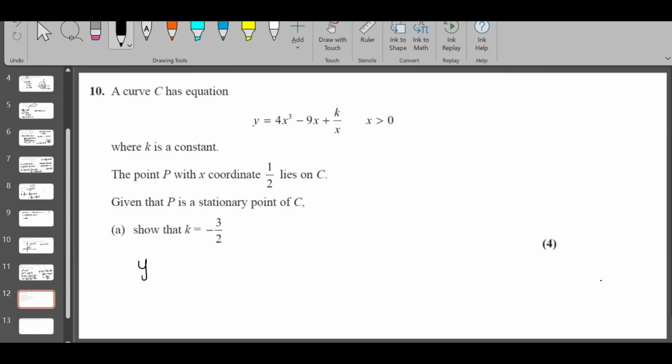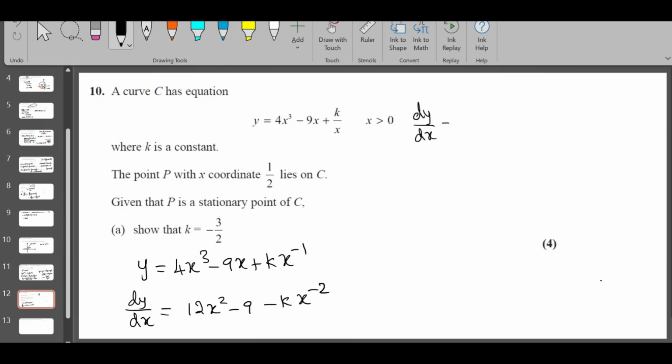To find the value of k, take y first: 4x cubed minus 9x plus kx to the power minus 1. dy over dx is equal to 0 when x is equal to half, because that's the x coordinate of the stationary point. So first we find dy by dx: 12x squared minus 9 minus kx to the power minus 2. Now you write dy over dx is equal to 0 when x is equal to half.